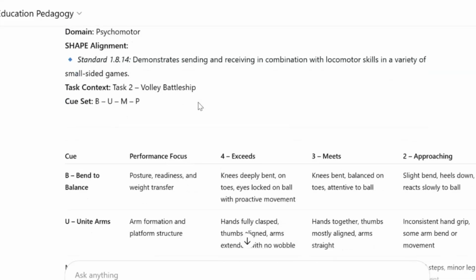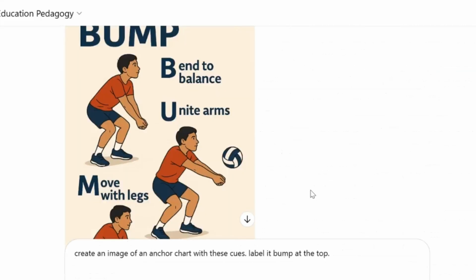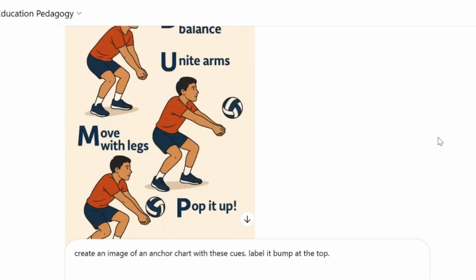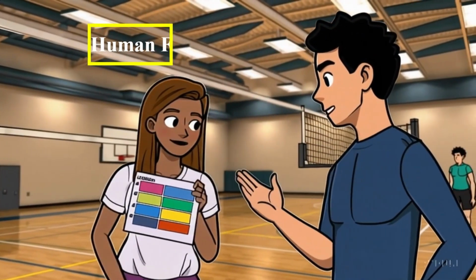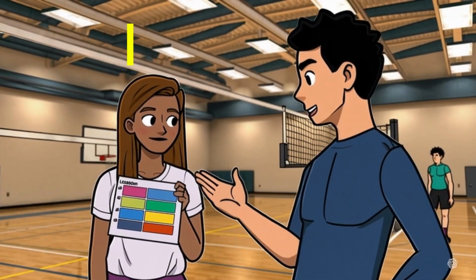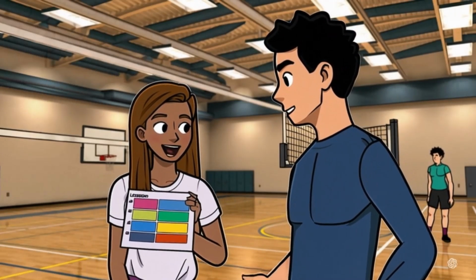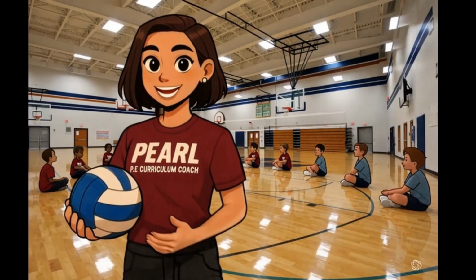Other items you may consider are anchor charts or cue posters, equipment checklists, visual aids for rules, roles, or stations, and adapted visuals for students with disabilities. Step 9. Seek human feedback. This is the last step. Share your lesson with a colleague. A fresh set of human eyes can catch gaps or make suggestions Pearl might miss. And then celebrate because you just created a well-designed lesson.